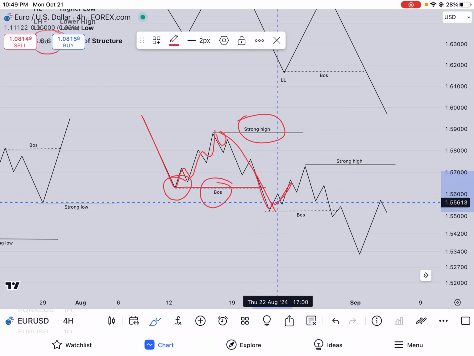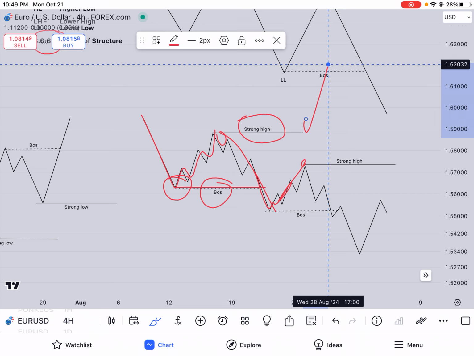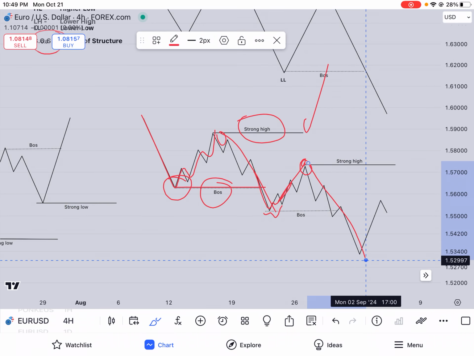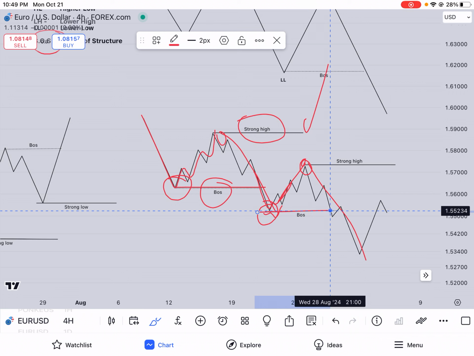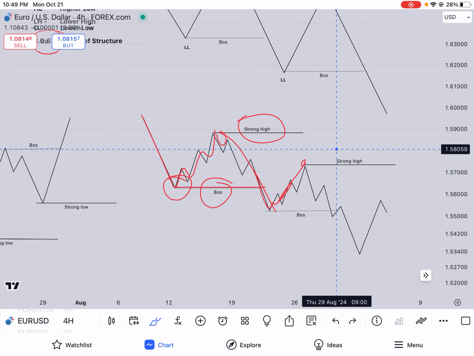When the market reversed, it could not go beyond this level. It was not able to break this point here. So that means it's a weak low. But when it got to this high, the high pushed it downwards again and broke this previous low. So that means this is a strong high. That is just basic market structure.